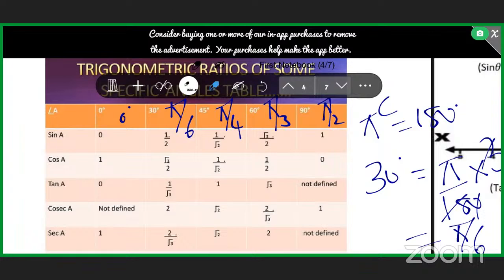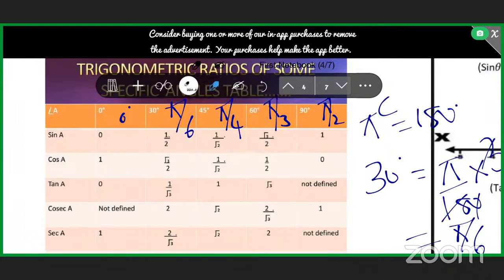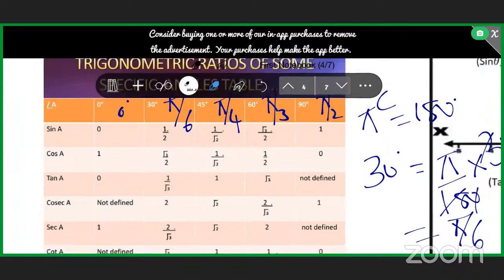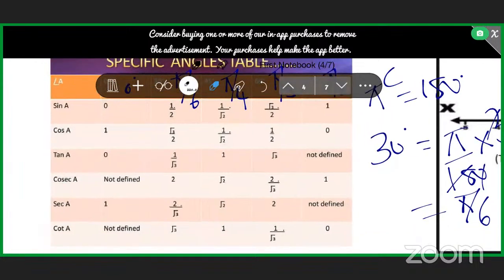Whereas cosecant is just a reciprocal of sine. So whatever sine value is there, we are just taking the reciprocal, 1 by something. And secant also is a reciprocal of cos. Whatever cos value is there, if you write it in reciprocal form, we'll get the value of secant. And cot is just a reciprocal of tan.